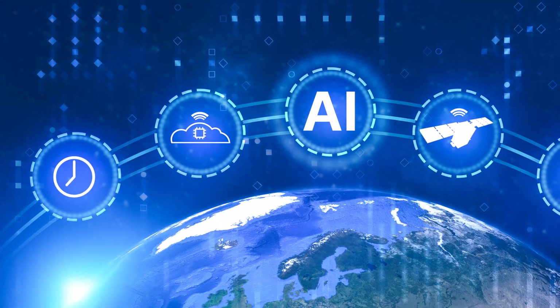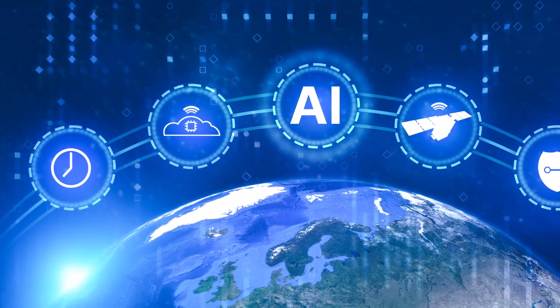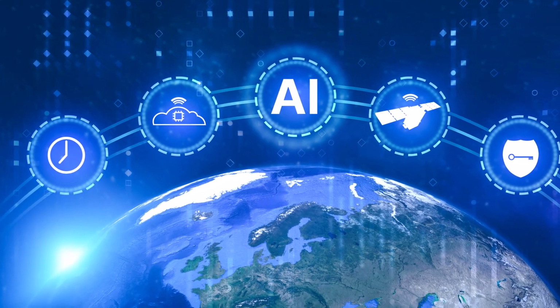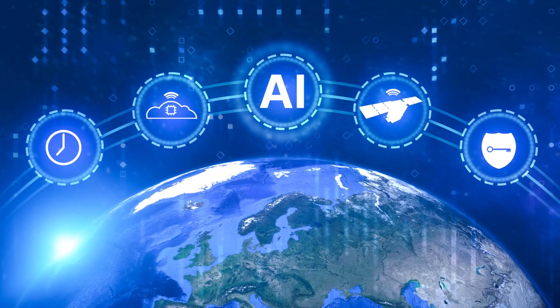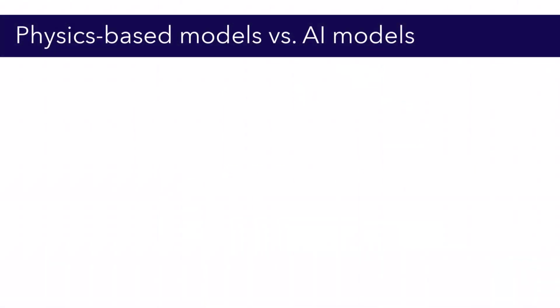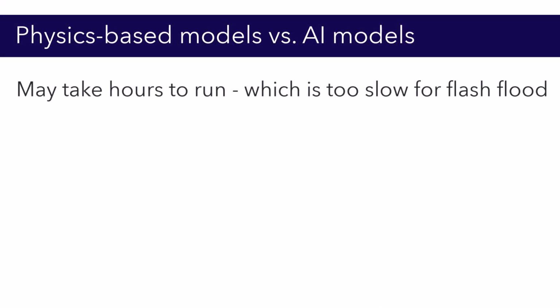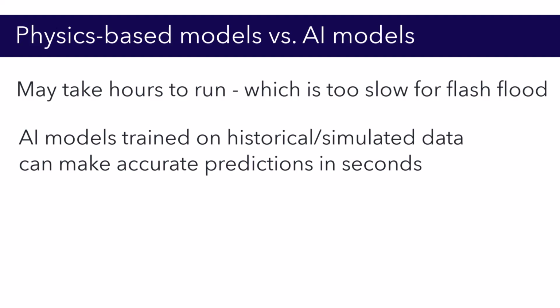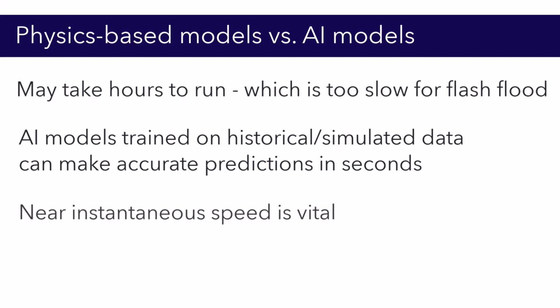The most transformative change, though, is the integration of artificial intelligence, or AI, and machine learning into these hydrologic models. Traditional physics-based simulations might take hours to run, which is too slow to be useful in the event of a flash flood. AI models, trained on vast historical and simulated data, can make highly accurate predictions of flood extent and peak flow in seconds. This near instantaneous speed is vital for informing the early warning systems that are used to help keep people safe.